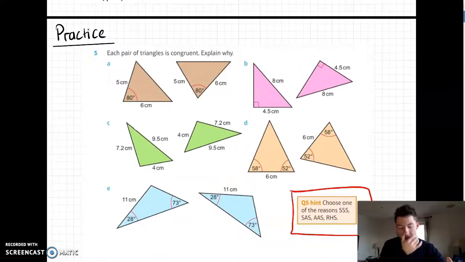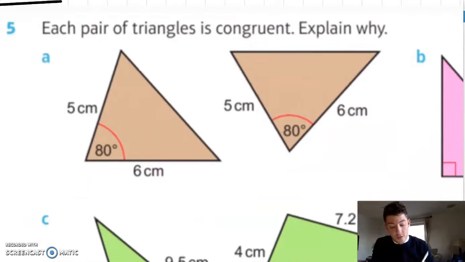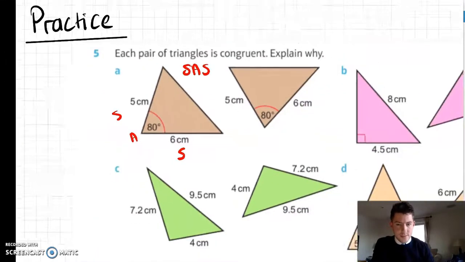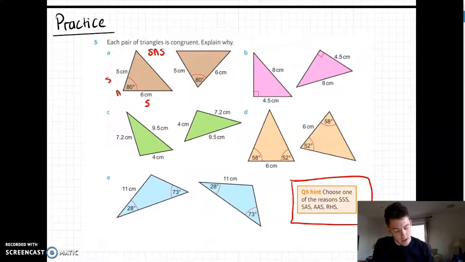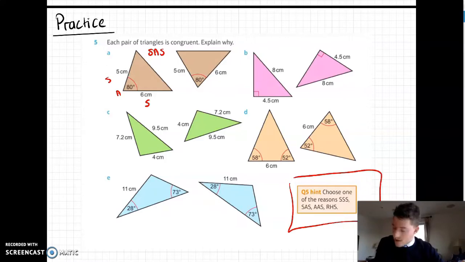Practice question. I want you to tell me if each pair of triangles is congruent. Explain why. For the first one, I'm just going to show it to you. SAS. They both share an SAS rule. That's the first one. Got a little hint in the bottom right hand side: it has to be SSS, SAS, AAS, or right angle hypotenuse side. Have a go at that.